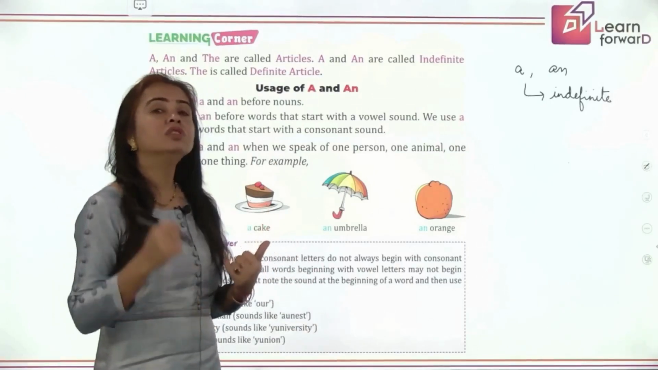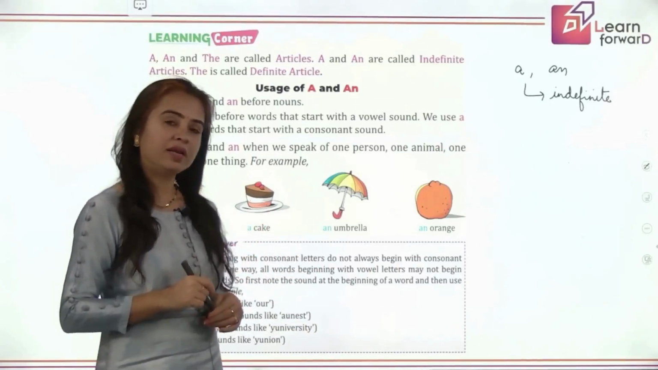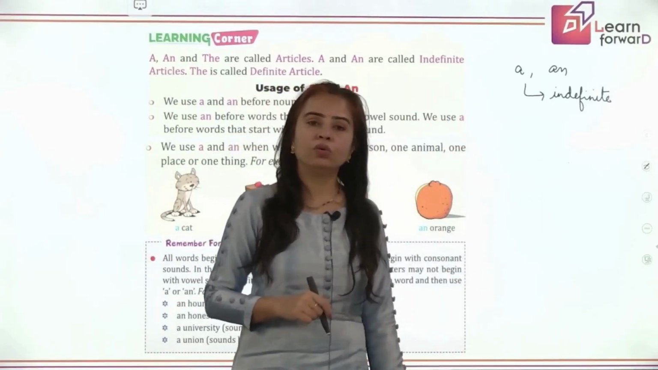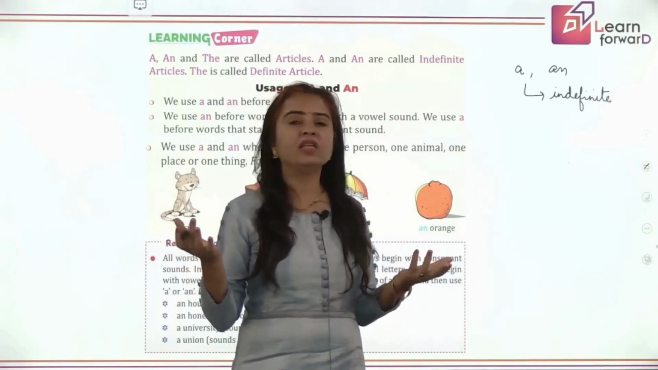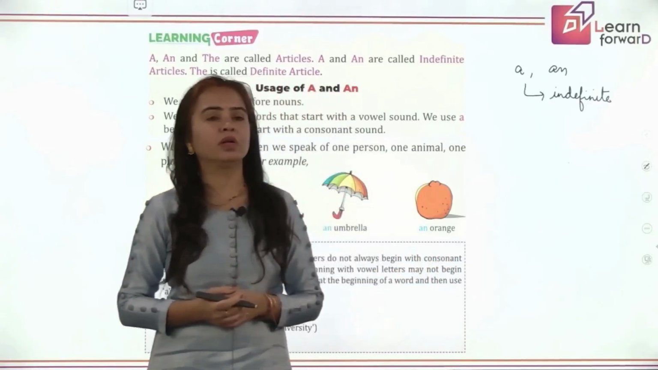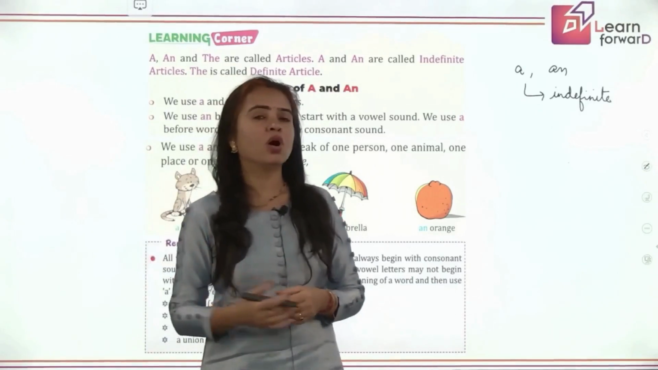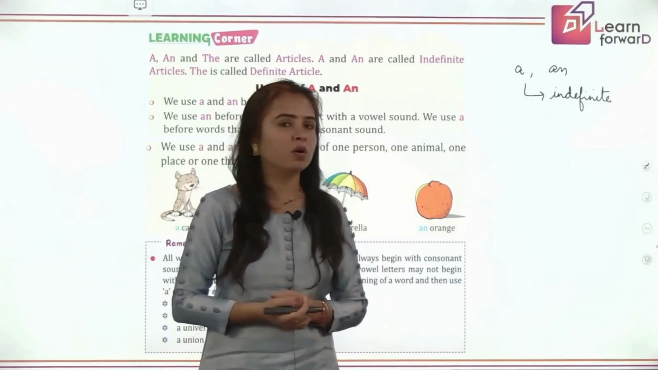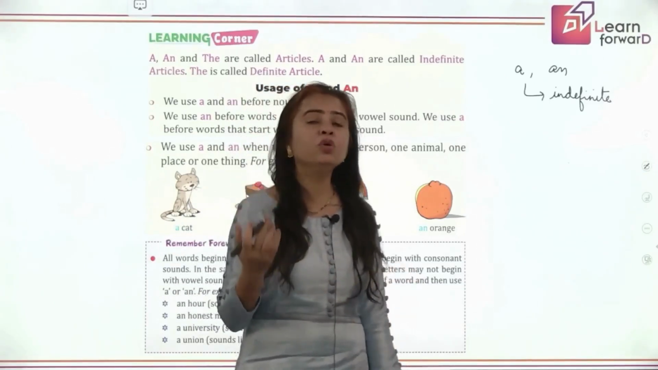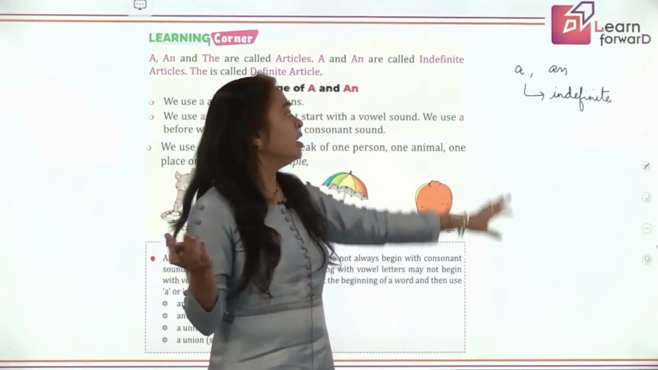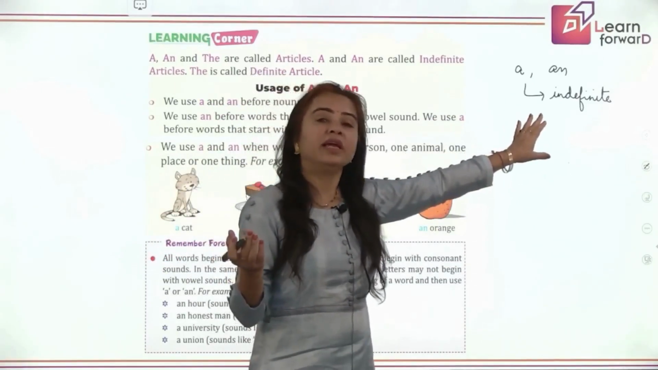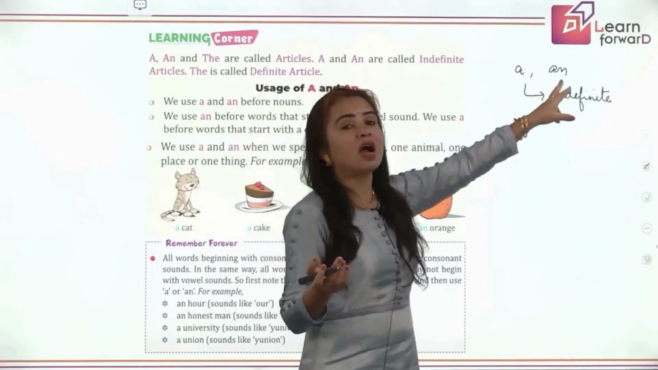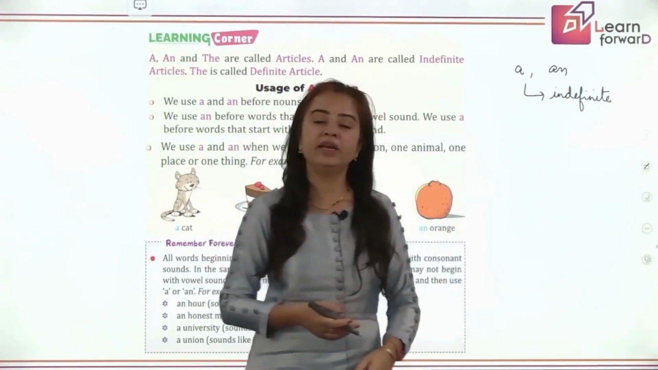Articles are used before nouns, children, right? So when we talk about a noun that is not anything in particular, suppose I say a boy is talking in the class. I don't know which boy is talking. I'm not pointing out a particular boy here. So that boy can be any boy. He is not particular. That means it is an indefinite noun. So for indefinite nouns, we use the articles a and an, the indefinite articles.